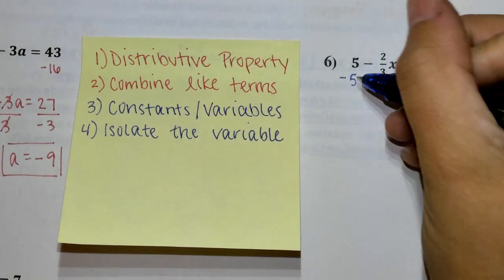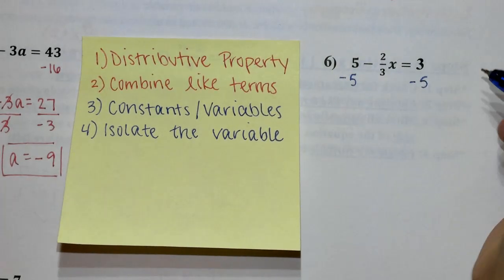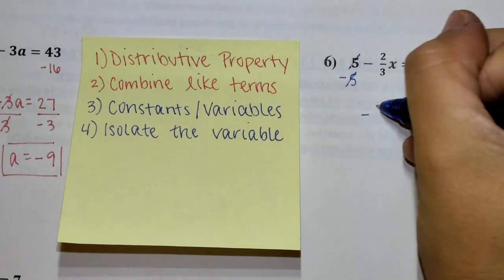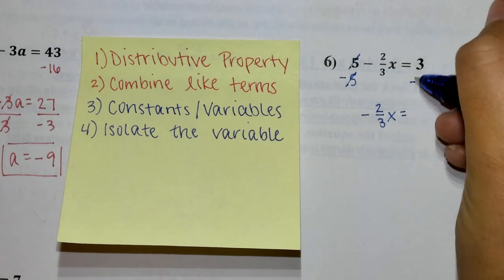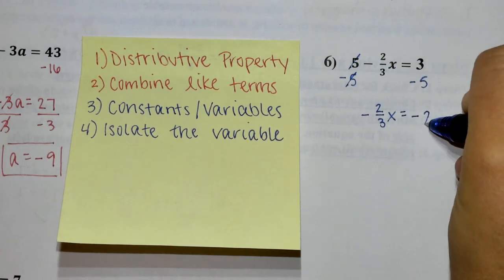And the way I move it is because what I do to one side, I do to the other side. 5 minus 5 is 0. I bring down that negative sign with the 2/3. So negative 2/3 x is all that's left here. 3 minus 5 is negative 2.